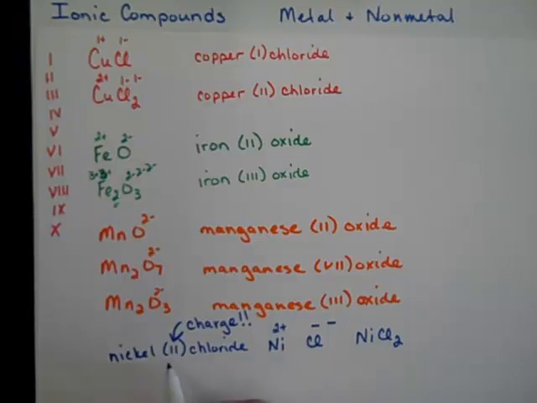So the key is, if you see this written down, you know it's a transition. And you already know the charge. You don't have to look it up. All you have to look up is the symbol. This Roman numeral in the name tells you the charge on your metal. Okay, the charge on your metal.